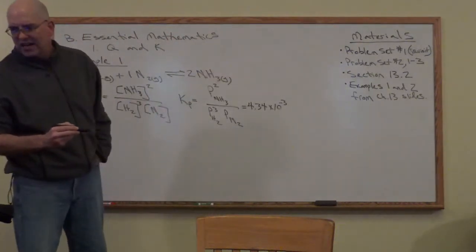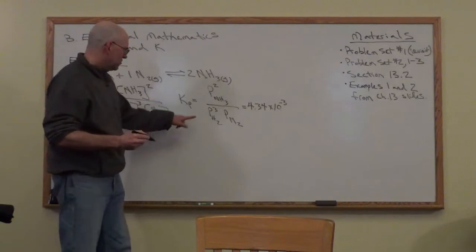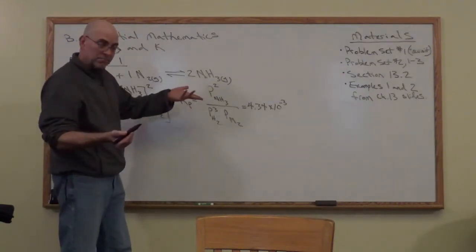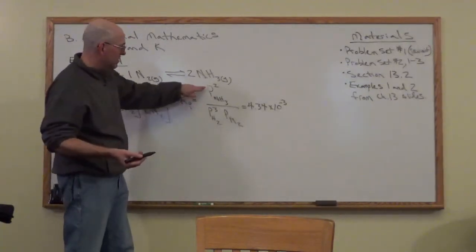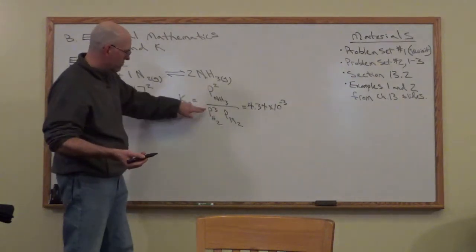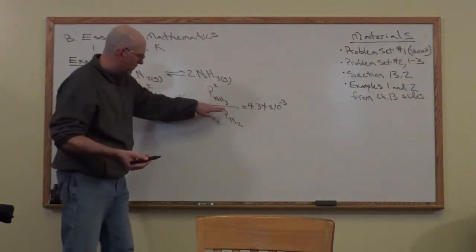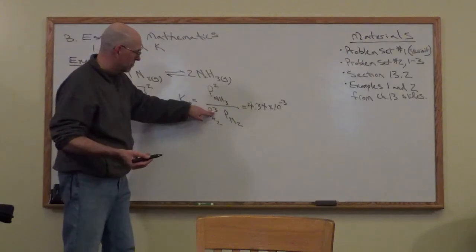And the units are kind of interesting. The units here, if you're going to use millimeters of mercury, will be millimeters of mercury squared over millimeters of mercury to the 4th power. So cubed.